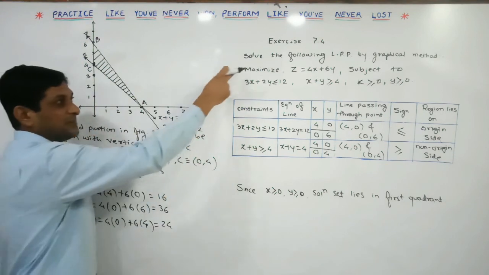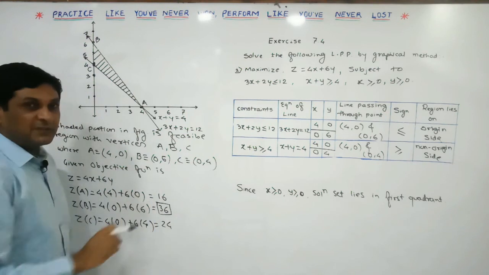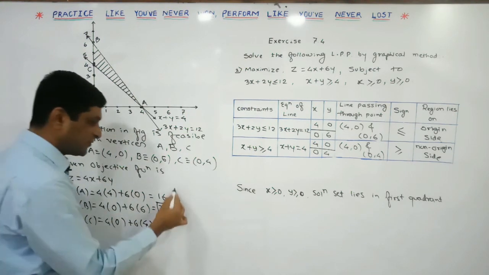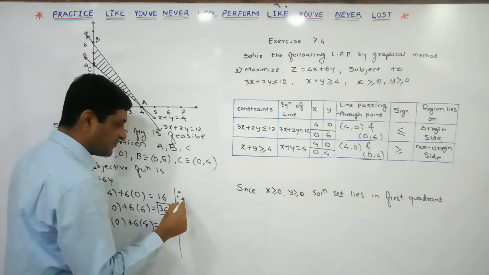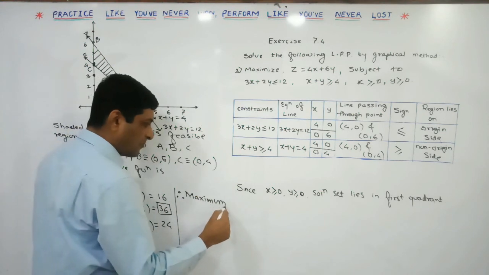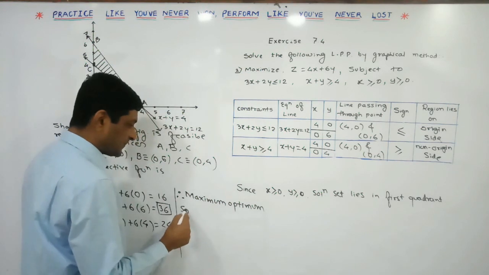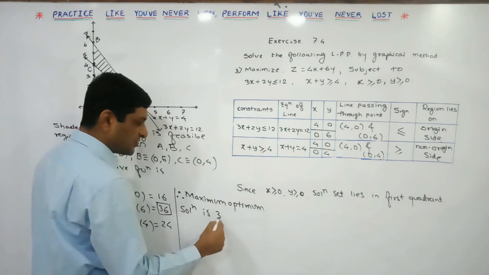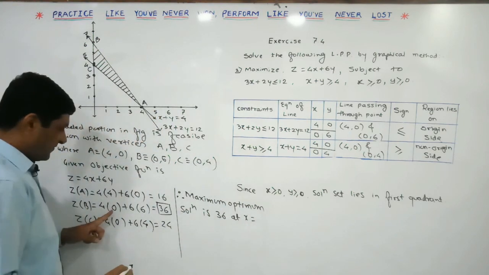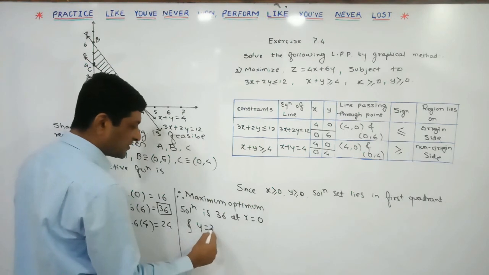As our example is maximize, we can say that the maximum value will be 36. And this maximum value is nothing but what? Maximum optimum solution. So lastly write down: therefore maximum optimum solution is how much? 36 at x is equal to, what is the value of x here? 0 and y is equal to 6.